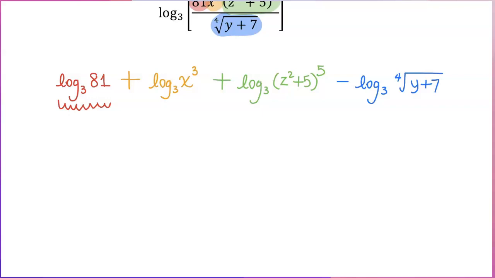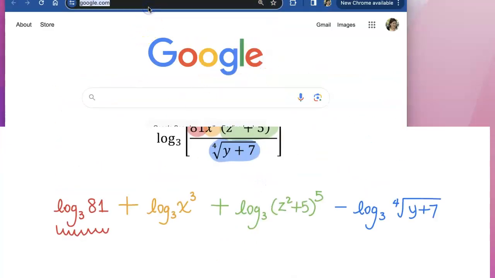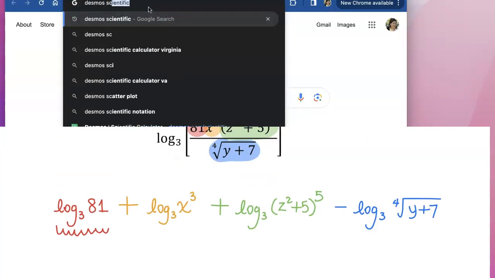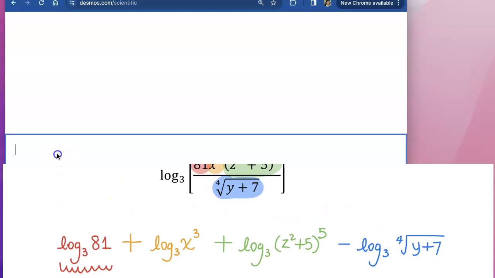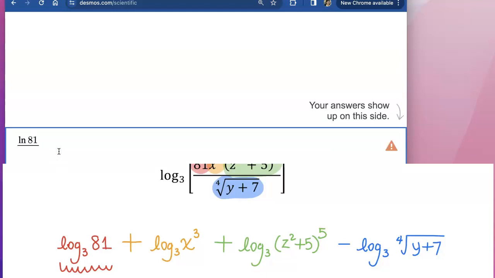Well, you guys do know about the change of base formula that you can use to evaluate this. So that will be a good opportunity for me to review that real quick. I'm going to go to the Desmos Scientific Calculator, and I'll show you how you can type in log base 3 of 81 on the calculator. I can do natural log of 81 divided by natural log of 3. What's that? 4, right? Now, why is it 4?